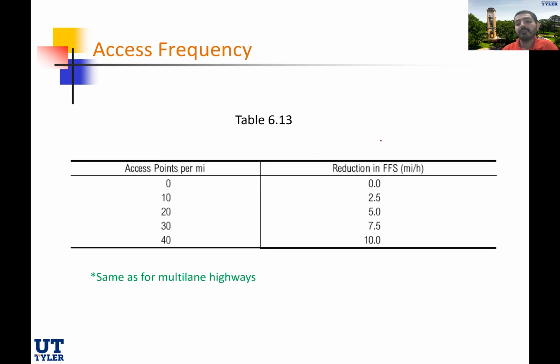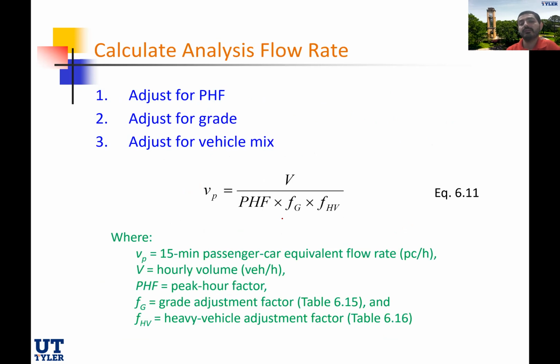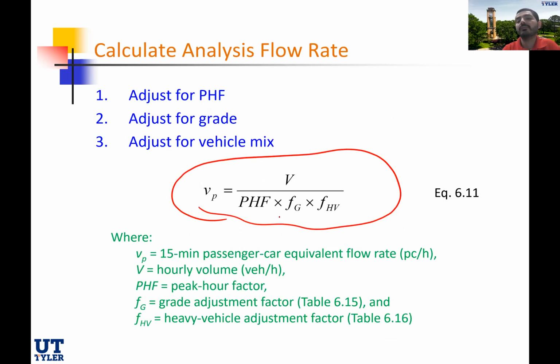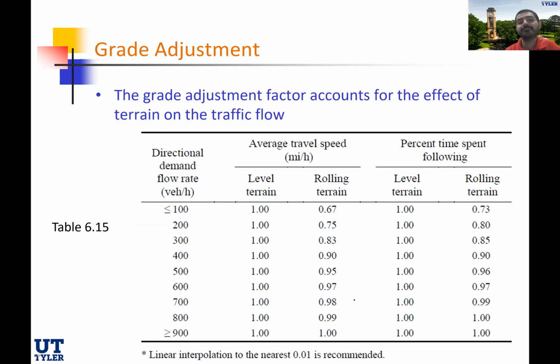Again, tables, some of them are similar, like here, same as the multi-lane highways, but some of them are not. The equation here is also a little bit different. Here we have FG times FHV. FG, this is the difference. We have here a grade adjustment factor, table 6.15.